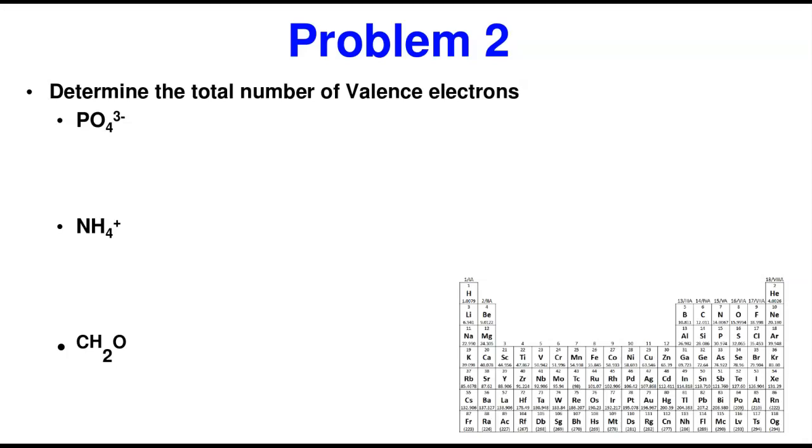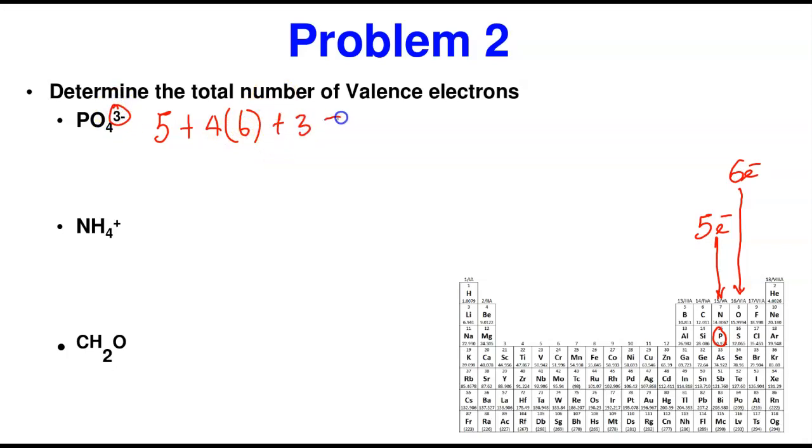PO4 3 minus. P is phosphorus. Phosphorus is in group 5A, and they have to have 5 electrons in their atmosphere. So it's going to be 5 plus. Oxygen is in group 6 again. Remember that? It's in group 6, you have 6 electrons. And there are 4 atoms. 4 times 6. And then there are 3 minus. 3 minus simply means we're going to add plus 3 to this. And when you add everything together here, it's going to give you 32 valence electrons.